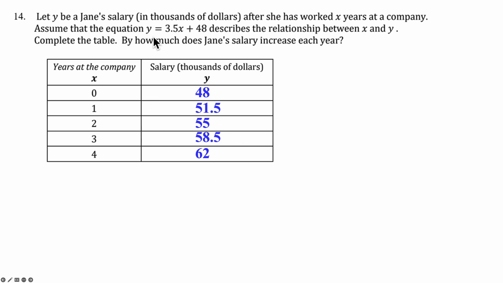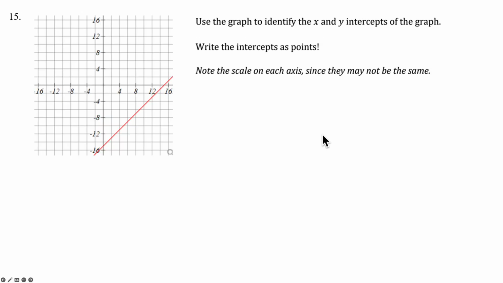All right, so by how much does Jane's salary increase each year? 3.5 is what it's increasing by, but that's in thousands of dollars. So we have to multiply 3.5 times 1,000, and that would be 3,500. So that answers this question, and I forgot to put this in here, so just put 3,500 right there.